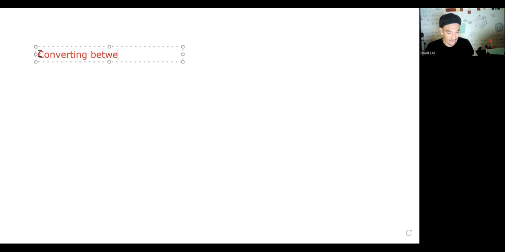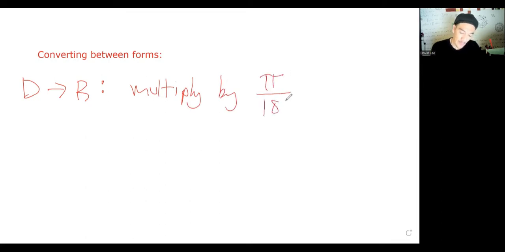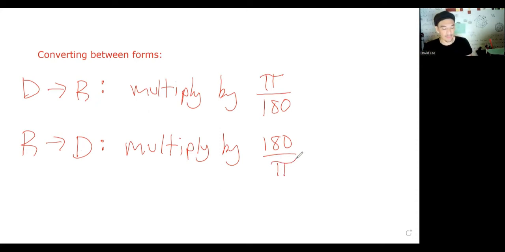This is something that you really want to jot down. We can title this Converting Between Forms. Let's say you want to go from degrees into the world of radians. Here is what you do: you multiply by pi over 180 if you want to go from degrees to radians. Now, what about vice versa? How would I convert from radians back into the more familiar world of degrees? In that situation, you would multiply by 180 over pi. So jot that down, and let me erase this.